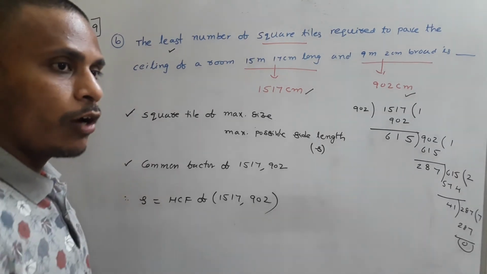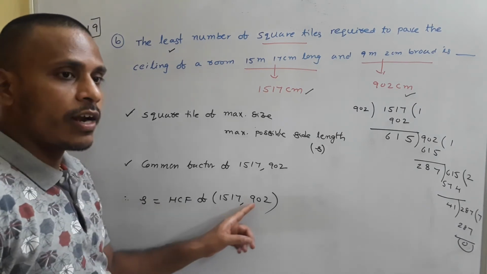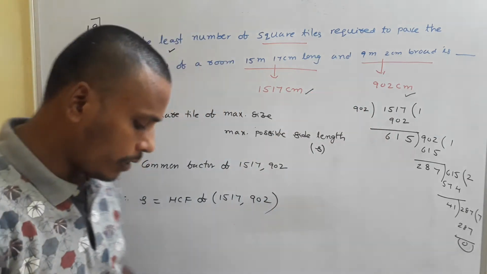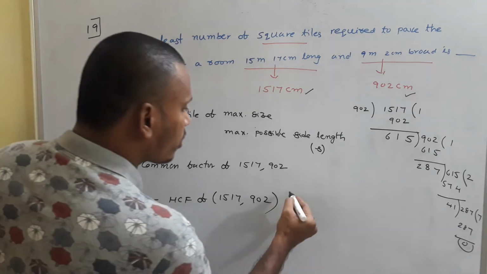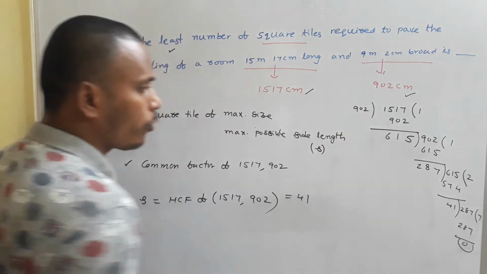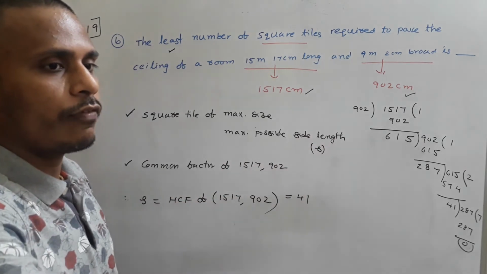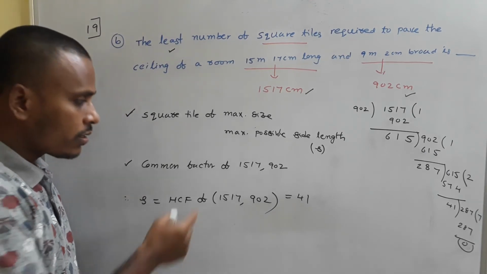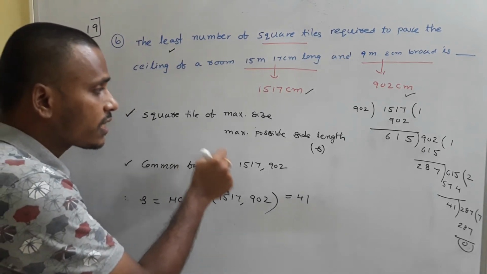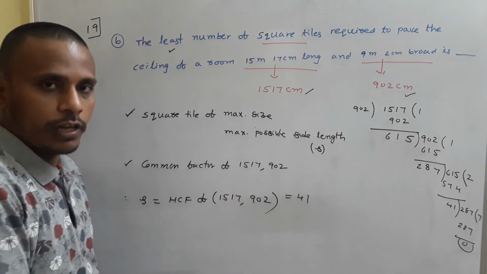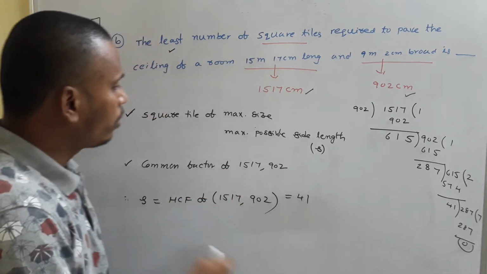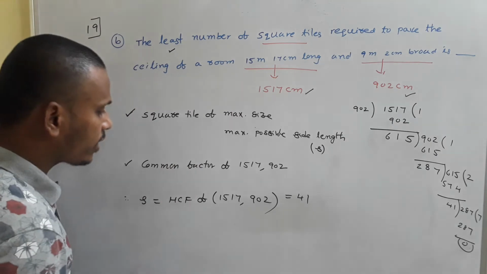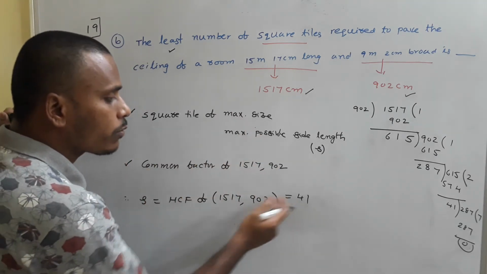So we need to find the HCF of 1517 and 902. Prime factorization is not possible with these numbers, so we are moving with the division method. If you proceed with this division, you are left with 41 as the HCF of the numbers. Since the HCF is 41, the side length of each square tile is 41. We found the maximum possible size of the square tile. The least number of square tiles happens with the maximum size, which is 41.